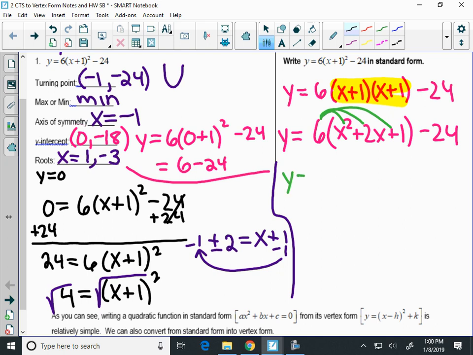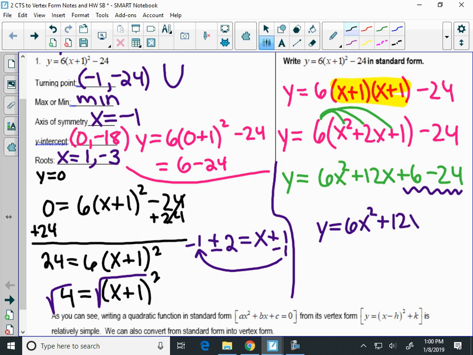So we'll have y equals 6x squared plus 12x plus 6 minus 24. And what happens here? What do those add to be? Negative 18. That's the same parabola as this vertex form. It's just written a different way. Where did we see the negative 18 already today? The y-intercept. Anybody have an idea why those are the same numbers?